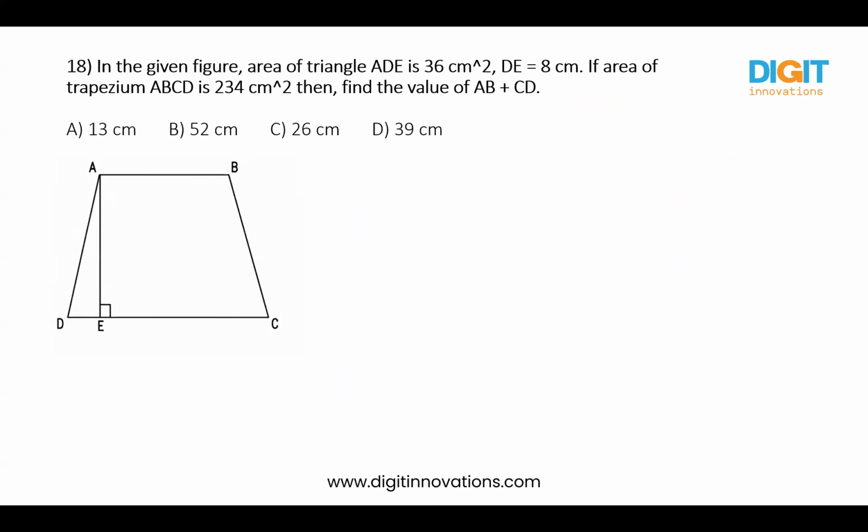Next one it is, in the given figure, area of triangle ADE is 36 centimeters square. DE equal to 8 centimeters. If area of trapezium ABCD is 234 centimeters square, then find the value of AB plus CD. So this is the triangle and its area is 36 centimeters square and DE value is 8 centimeters. Okay. So what is the area of the triangle?